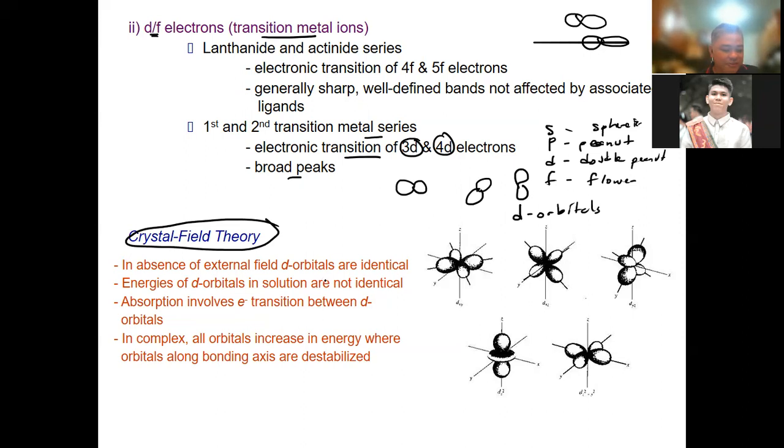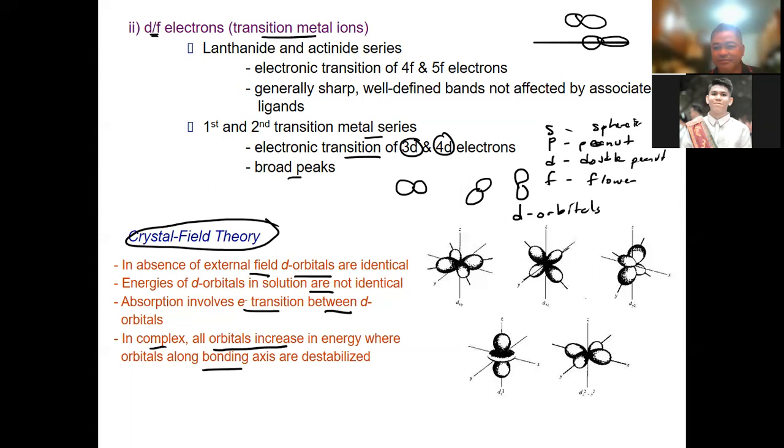So in the crystal field theory, in the absence of the external field, the d orbitals are identical. And the energies of the d orbitals in solutions are not identical. So the absorption involves the electronic transition between the d orbitals. And in complexes, orbitals increase in energy, where orbitals along the bonding axis are destabilized.